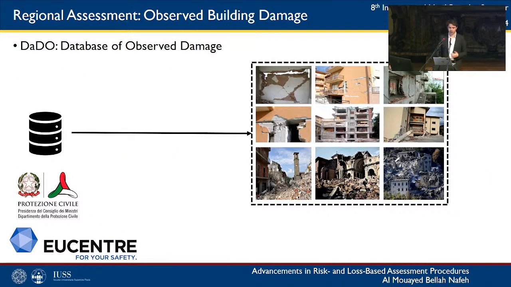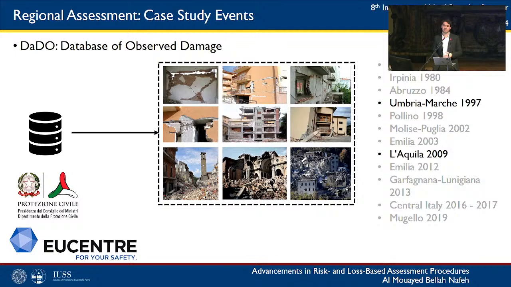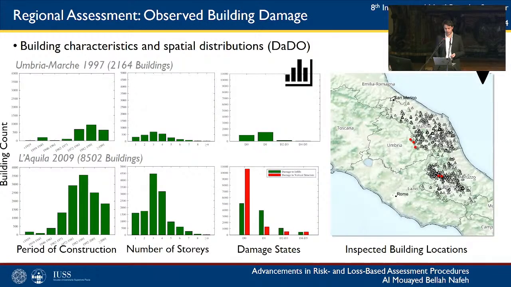For observed damage data, we relied on the DADO database, which is an IT platform maintained by the Italian Civil Protection Agency and the U-Center Foundation. The database contains data following 12 events, out of which we selected 2 as our case study events, which would be the Umbria Marche event of 1997 and the L'Aquila event of 2009.